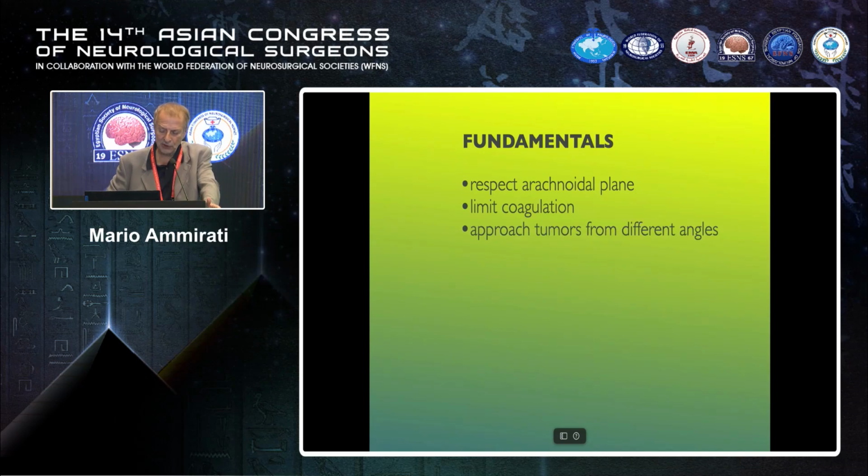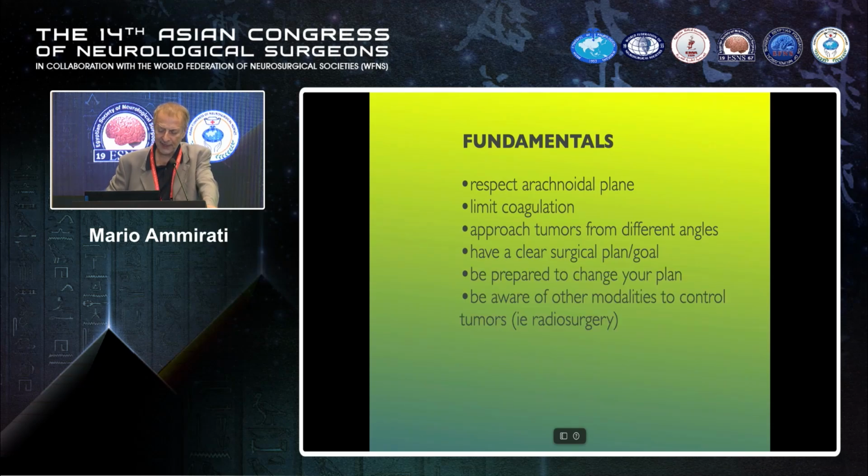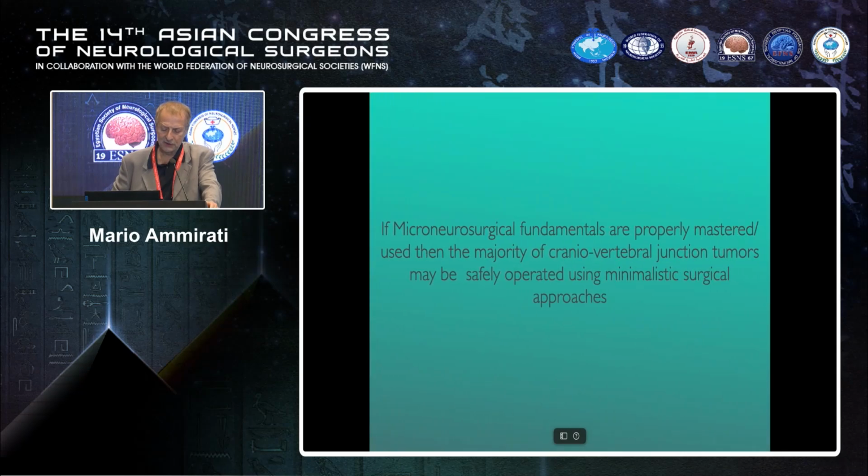We approach the tumor from different angles, as I have demonstrated. You must have a clear surgical plane, be able to change your plane, and be aware of other modalities to control the tumor. See, radiosurgery is not only gamma knife. Radiosurgery, especially in skull-base surgery, is fractionated stereotactic radiosurgery. So, in conclusion, if microneurosurgical fundamentals are properly mastered and then used, the majority of craniovertebral junction tumors may be safely operated using minimalistic surgical approaches. Thank you.